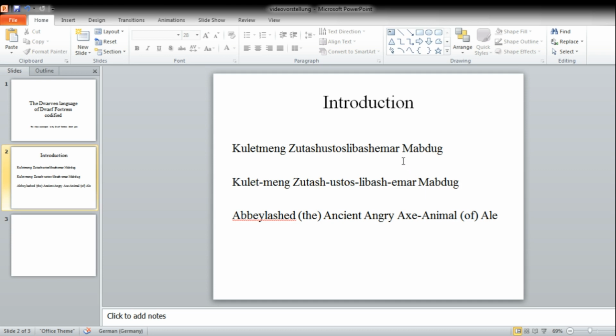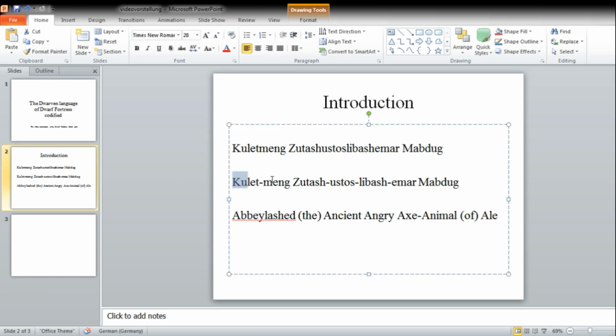You can see it's an agglutinative language. Agglutinative means that it's lots of smaller words stuck together to make bigger words. So, kulet, abbey, meng, lashed, zutash, ancient, ustos, angry, libash, axe, emar, animal, and so on.